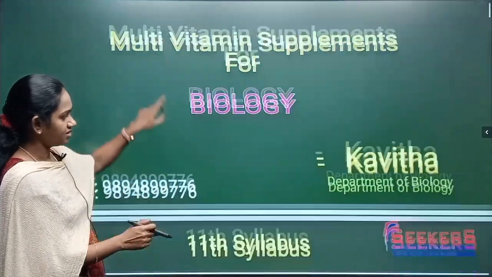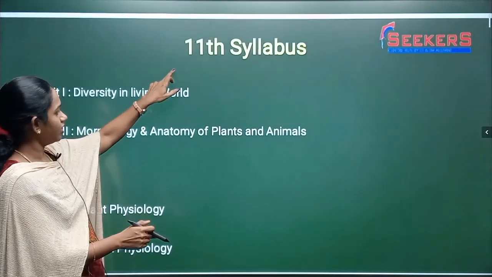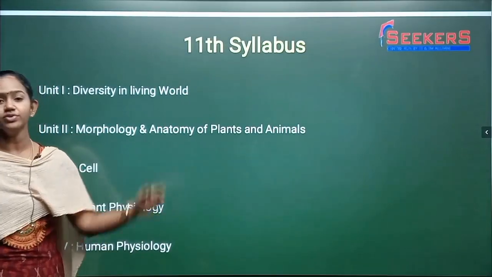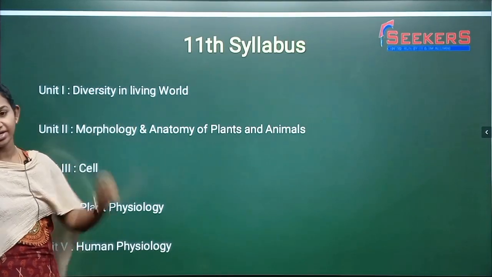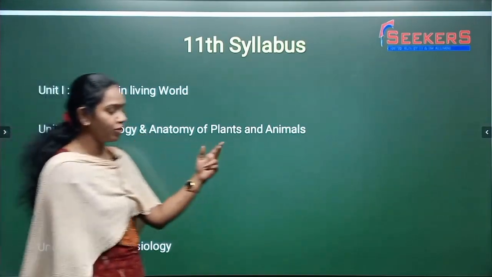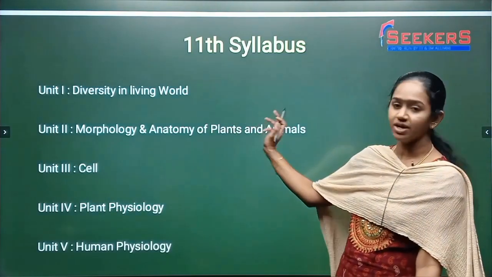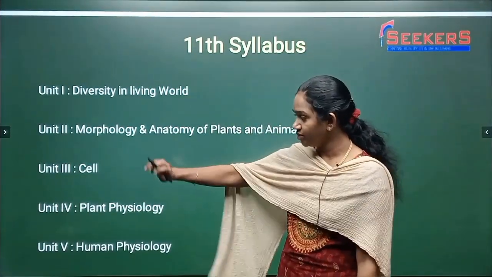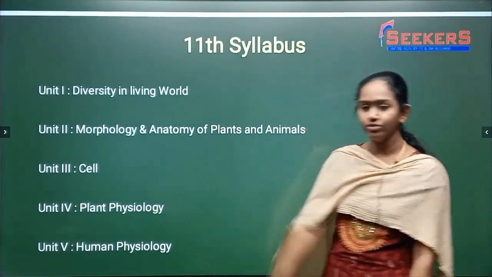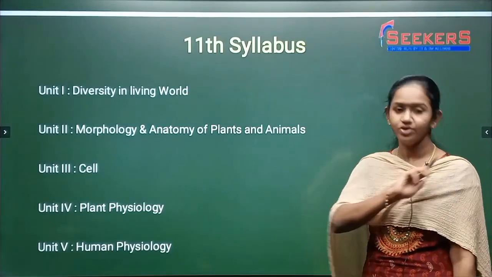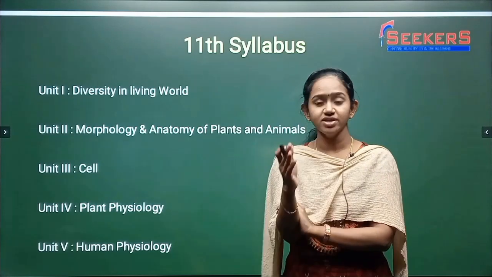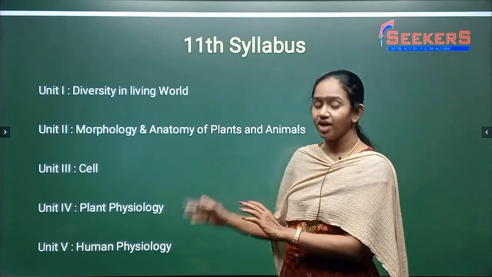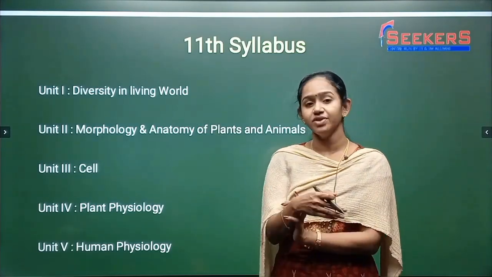Let us start. First, coming to your 11th syllabus, we have 5 units. The very first unit is Diversity in Living World. Unit 2, Morphology and Anatomy of Flowering Plants and Animals. Then Unit 3, Cell. Unit 4, Plant Physiology, and Unit 5, Human Physiology. Now let me explain what the chapters in all these units are, and I will tell you in which chapter you have more weightage.